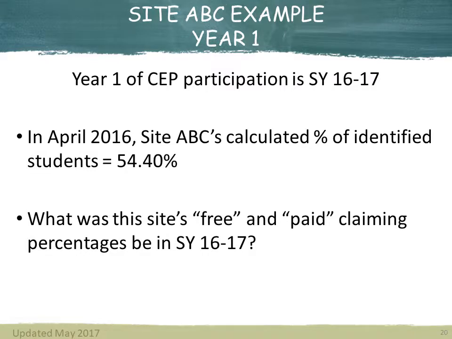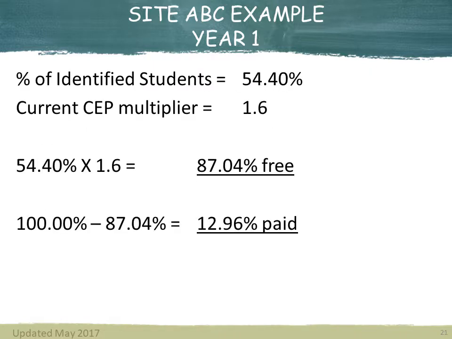Okay, so site ABC example, year 1 of CEP was participation in school year 16-17. In April 2016, site ABC calculated percentage of identified students was 54.40. So what's the site's free and paid claiming percentage that they used in 16-17? So we're going to do a little bit of math. Our percent of identified students is 54.40. Our current CEP multiplier is 1.6. So when we multiply that percentage by 1.6, that means they'll be claiming 87.04% free and then 12.96% paid.